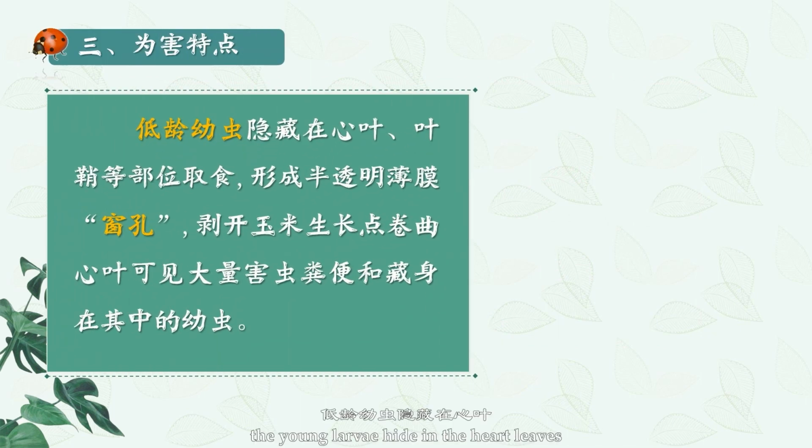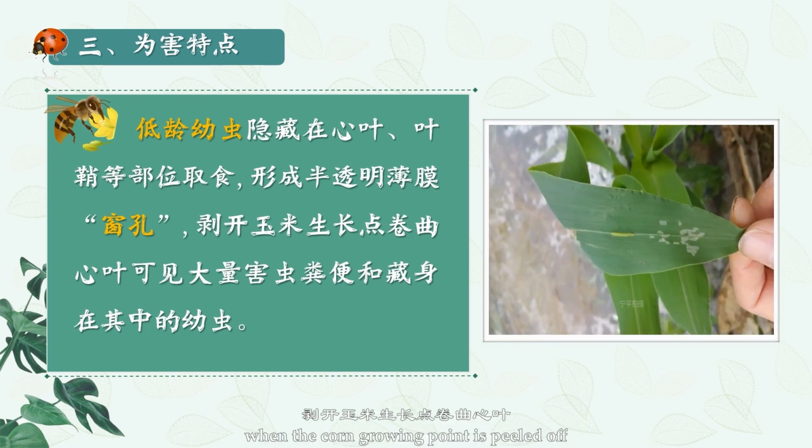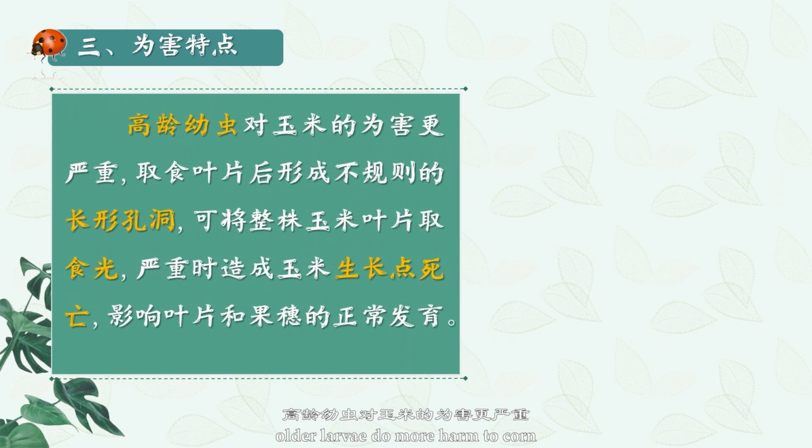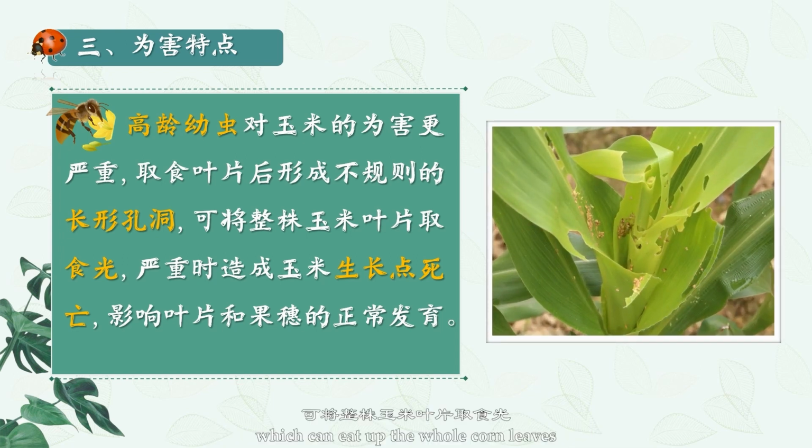The young larvae hide in the hard leaves, leaf sheaths and other parts to feed, forming a translucent film window hole. When the corn growing point is peeled off, a large number of pest feces and larvae hiding in it can be seen. Older larvae do more harm to corn. After feeding on leaves, they form irregular long holes, which can eat up the whole corn leaves. In severe cases, the growing point of corn dies, which affects the normal development of leaves and ears.